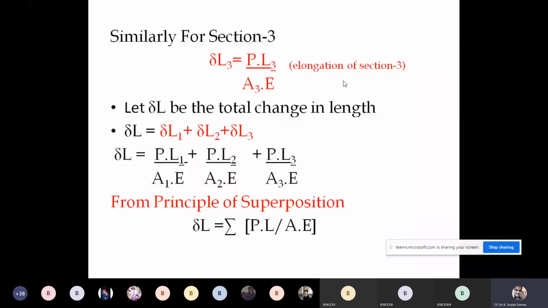Now, simplifying or generalizing the formula, I can write delta L as sigma PL by A. Suppose there are three sections. It can be written as PL1 divided by A1E, PL2 divided by A2E, PL3 divided by A3E. For generalizing, you can write that as sigma PL by AE. Now this is the main formula.